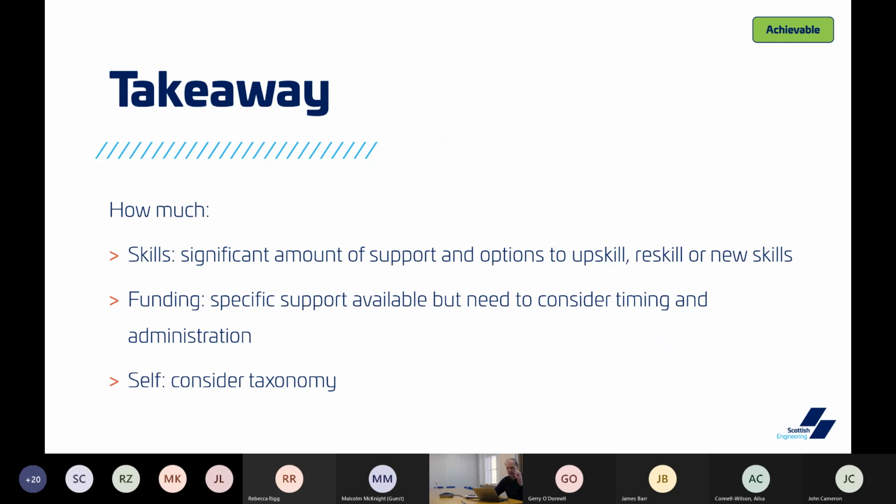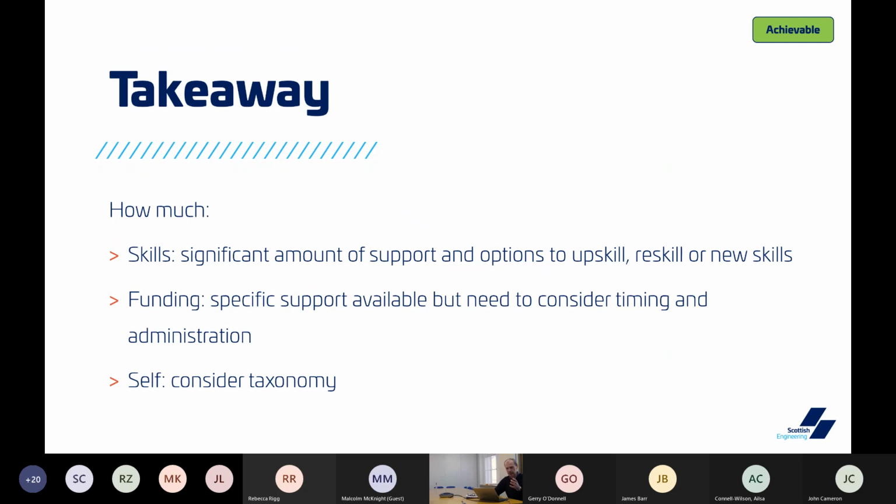So in terms of achievable, how much in terms of scale is there, there is a significant amount of support in our website for skills, especially, and for upskilling, reskilling, and new skills. And I think we're just going through apprenticeship week at the moment. It is on the job, it is quite key. Funding, again, there is a lot of funding available out there, and you've seen that it's not funding only, but it's a lot of support in that. Actually, the website I've showed you. But think about the timing, think about the administration of it. That's going to take resources you need to think about.